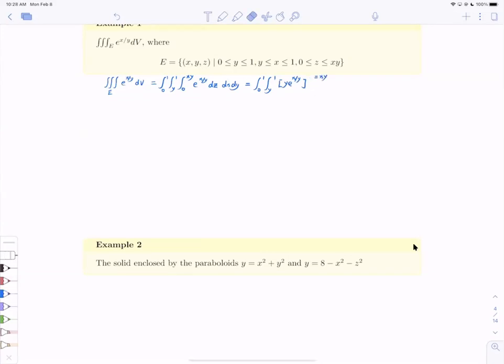Wait, not x, z equals to x, y, and z equals to 0.